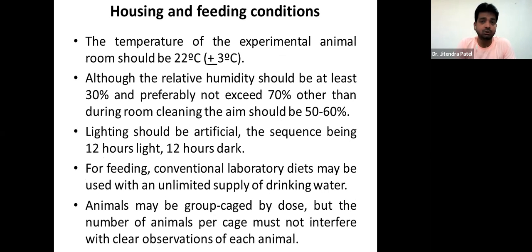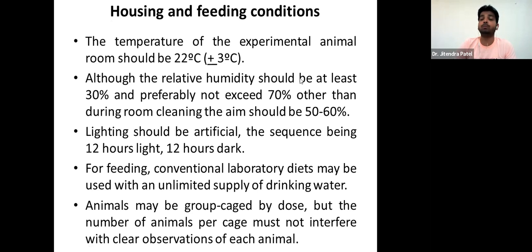Housing and feeding conditions we should also discuss, because it is very important that we give VIP treatment to those animals: the acclimatization, their food, water, and all those things have to be taken care of very properly. Then only we can use them for research purposes. The temperature of the experimental animal room should be 22 degrees centigrade plus or minus 3. Whether you are conducting your activity in summer, winter or rainy season, wherever your animal is housed or kept for acclimatization, the temperature should be maintained at 22 plus or minus 3 degrees centigrade, right?